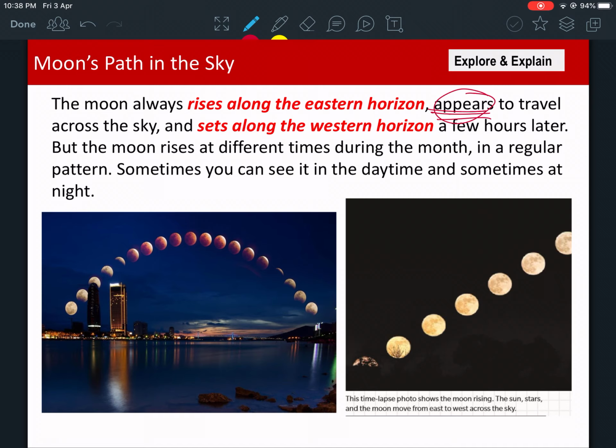Also, another thing you should know about the moon is that it rotates around itself, and it rotates around the Earth. We're going to see the rotation, and we're going to learn about all of that later.